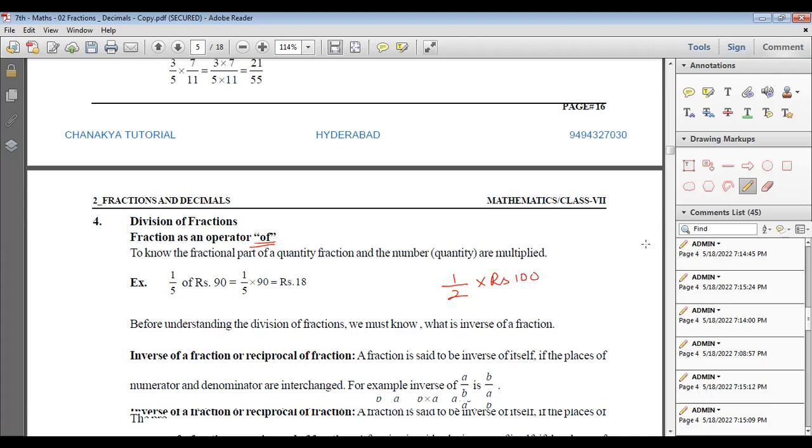50. Very good, ma'am. 50 divided by 100 is equal to 50 into 1, which is 50, ma'am. One-fourth of 80? Ma'am, it's 20. Very good.